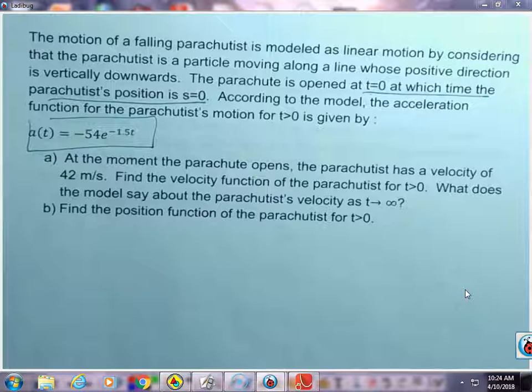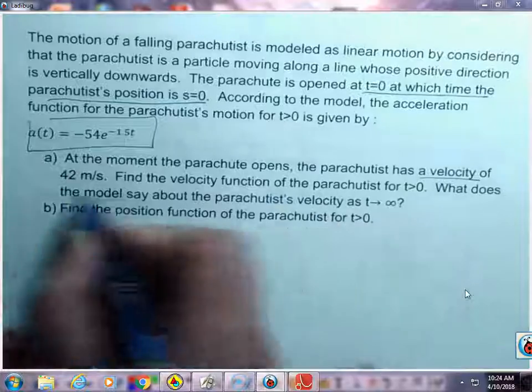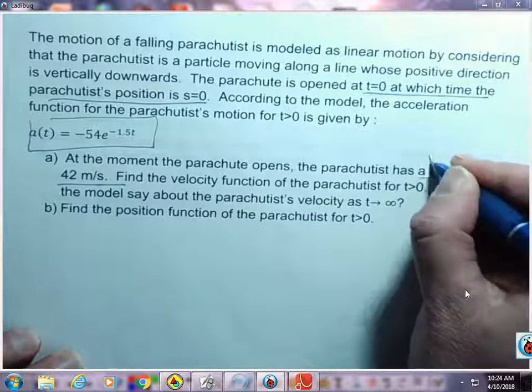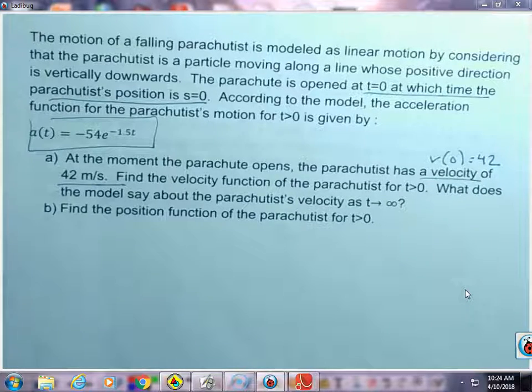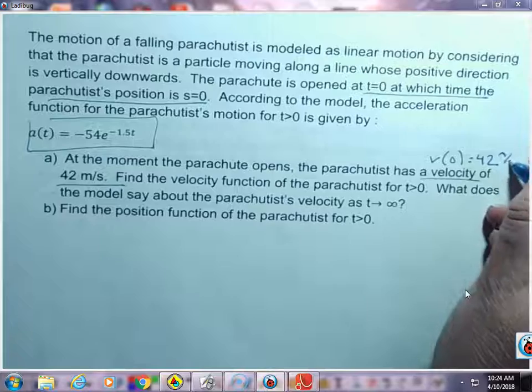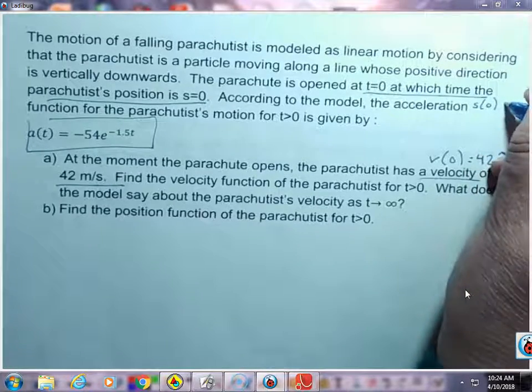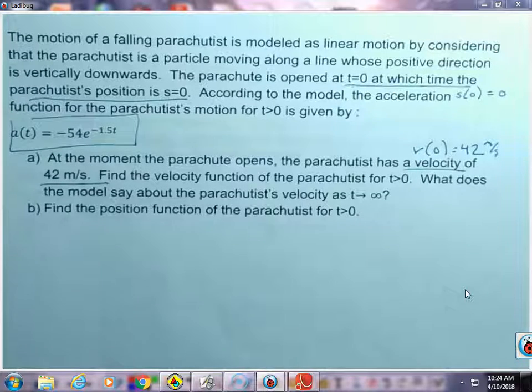At the moment the parachute opens, the parachutist has a velocity of 42 meters per second. They're trying to tell me that the velocity at time 0 is 42, because the time is starting when you open the parachute. So I've actually got two pieces of information here: we're calling the position 0 when you open the parachute, and at that moment you're already traveling at 42 meters per second. It wants you to find the velocity function and say what the model says about the parachutist's velocity as time goes to infinity.